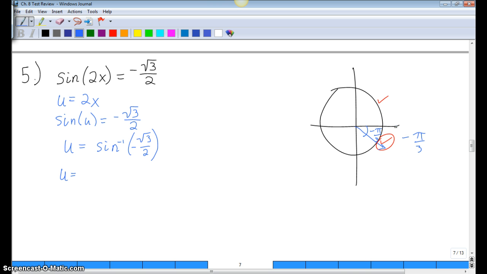That's great, but the catch here is the instructions for this part of 8.3 say find the exact values between 0 and 2 pi. So we still haven't found any answers for the problem. We've just found the sine inverse. So in order to continue, we need to find the angle that starts at 0 and comes back around to that reference angle. We know this little segment right here, negative pi over 3, is the same as saying going around in the positive direction 5 pi over 3.